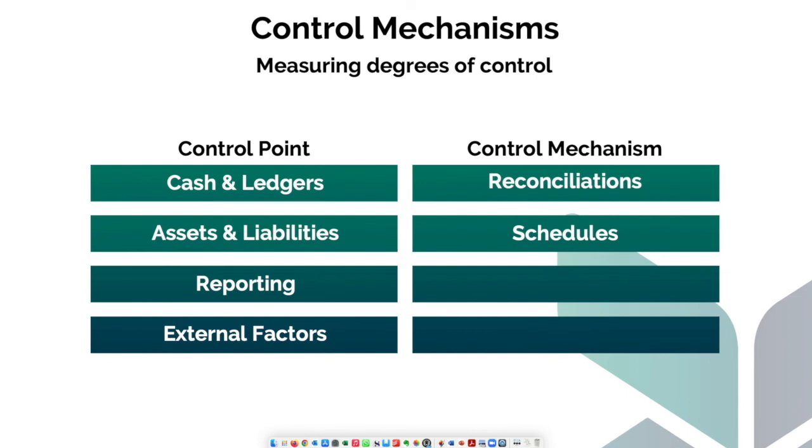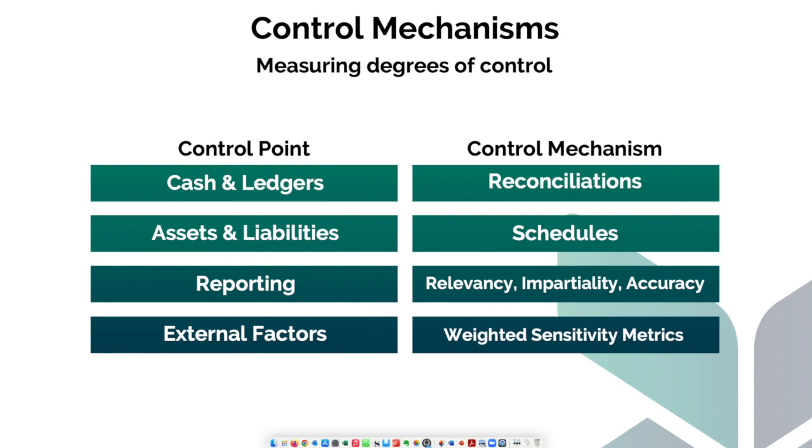For reporting, the control mechanism is relevancy, impartiality, and accuracy. So all reporting should be relevant and impartial and accurate. Otherwise, what's the point in it? There's no point looking at irrelevant information. There's no point looking at inaccurate information. And there's no point having information that has an agenda behind it, because it will influence things in a certain way, and you don't want that. You want people to be able to interpret the reports in multiple ways, so you can have a reasoned and multivariate discussion about it. And external factors comes down to weighted sensitivity metrics, which we'll go into in a lot more detail in part 3.